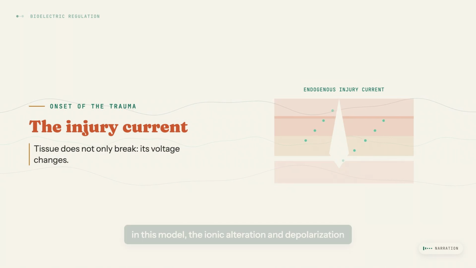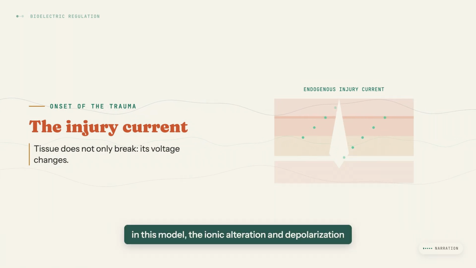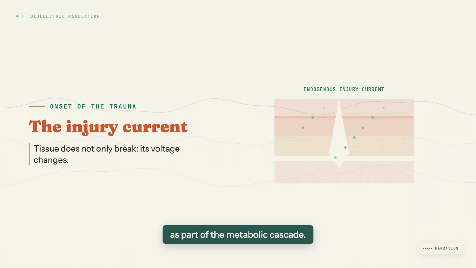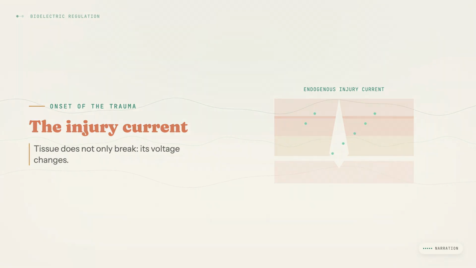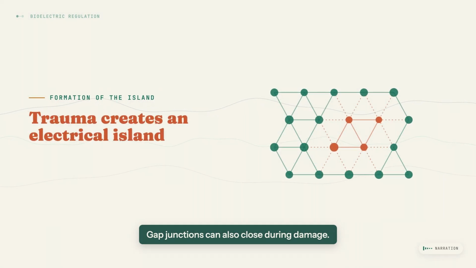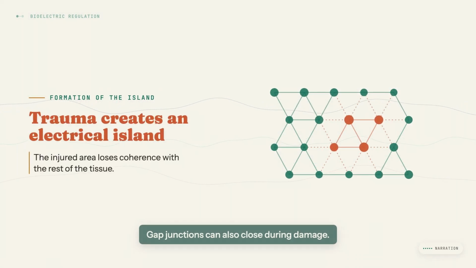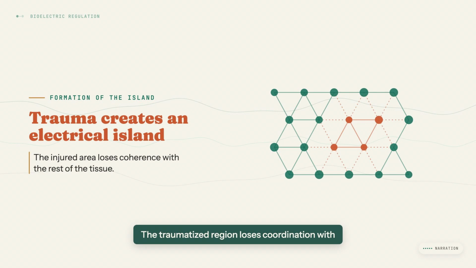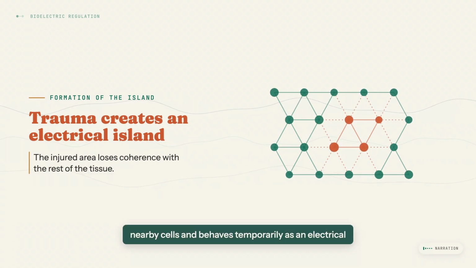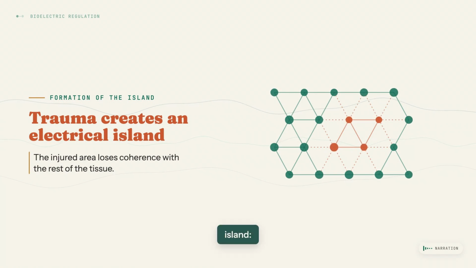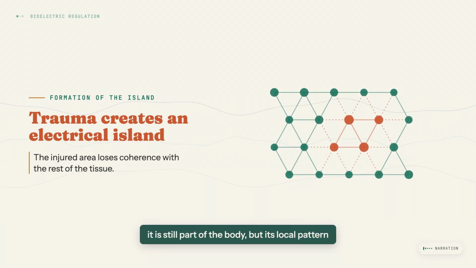In this model, the ionic alteration and depolarization appear first. The drop in pH may emerge after as part of the metabolic cascade. Gap junctions can also close during damage. The traumatized region loses coordination with nearby cells and behaves temporarily as an electrical island. It is still part of the body, but its local pattern has departed from the collective pattern.